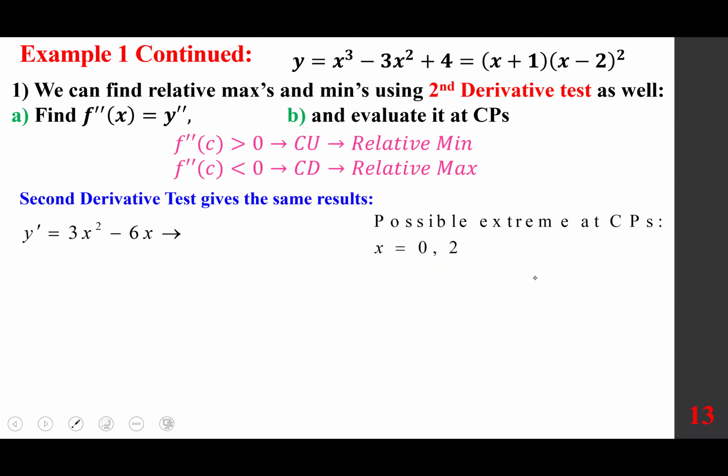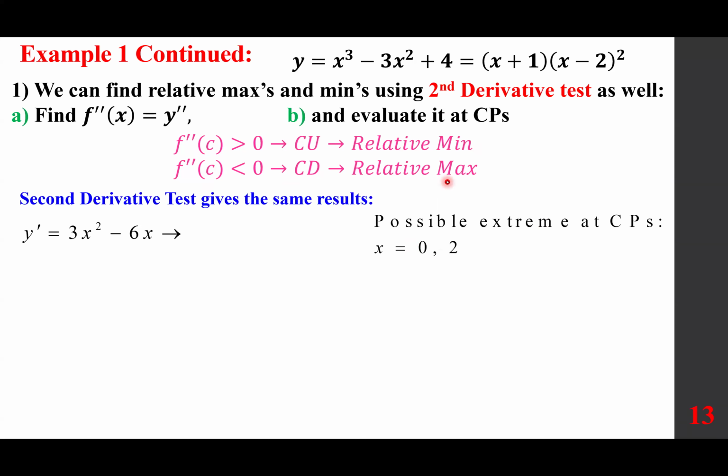We're going to continue with the same example class. This is the function. This is the derivative. These are possible extrema. Remember the critical points. Now, the second derivative test, you find f double prime or y double prime and evaluate it at these critical points. If it's positive, concave up means relative min. If it's negative, concave down means relative max.